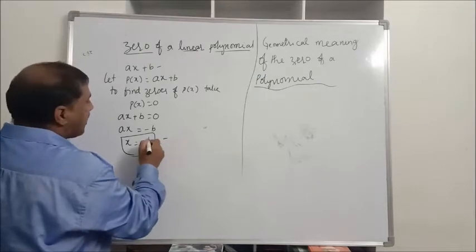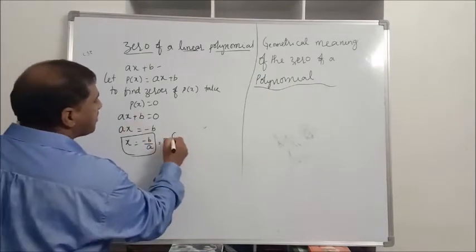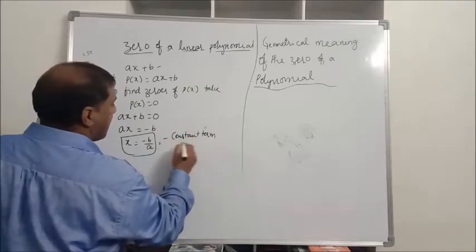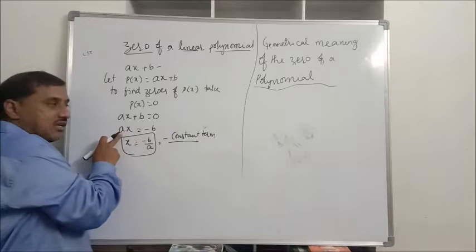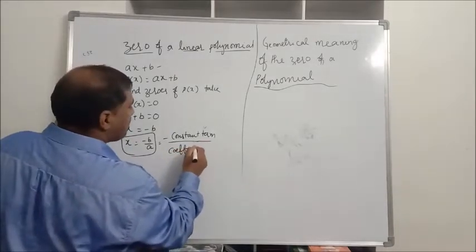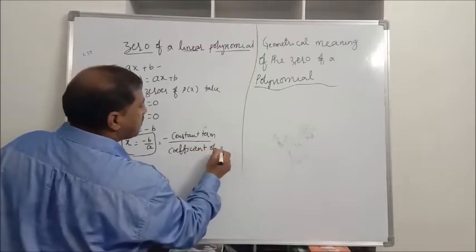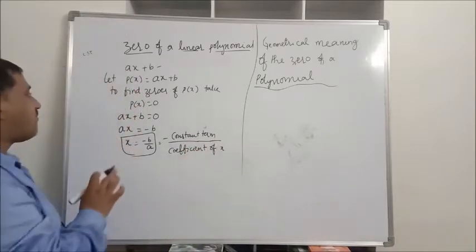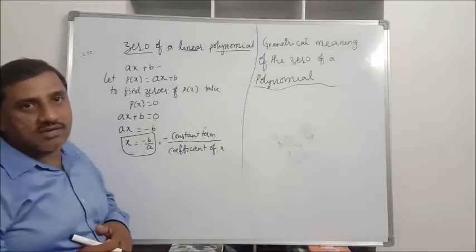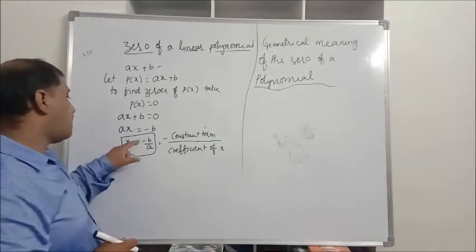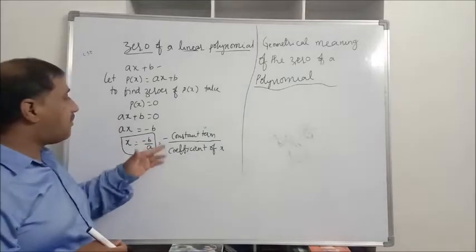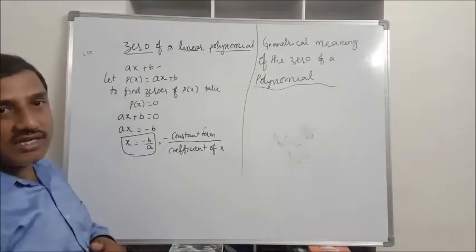Here, what is b? b is known as the constant term. And what is a? a is nothing but the coefficient of x. So there is a relationship between the zero of the linear polynomial and the coefficient of x and the constant term of that polynomial. That is, minus b by a is the zero of the polynomial ax plus b, which is minus of the constant term divided by the coefficient of x.